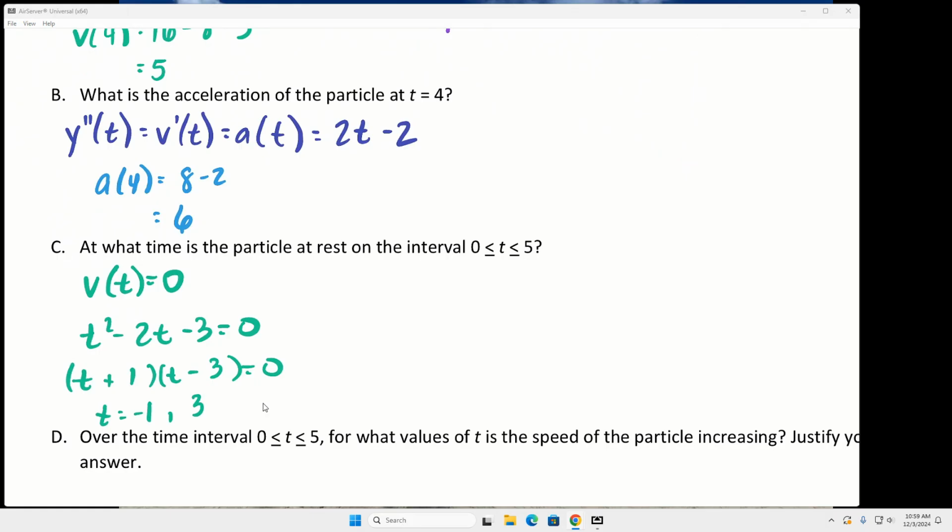All right, don't forget about your interval on these questions. So most of the time there's only a certain time period. A negative time doesn't usually make sense. So there's only going to be one of these answers for the particle at rest.